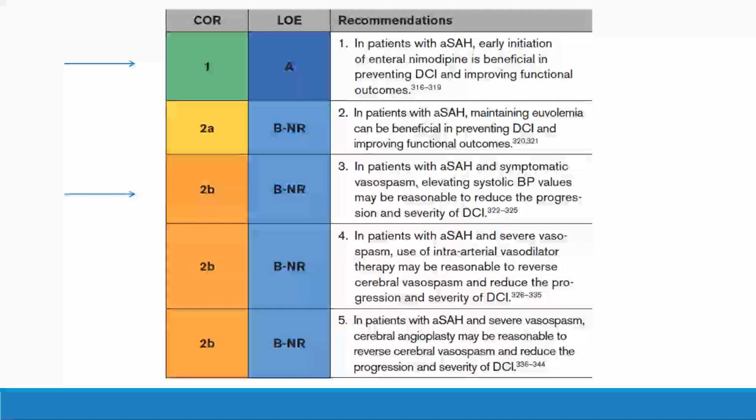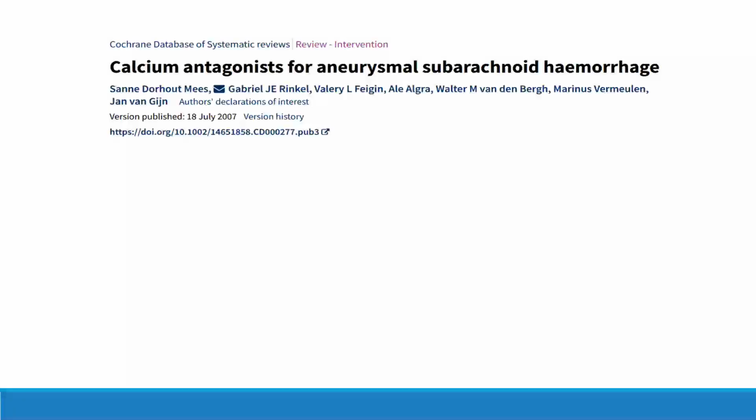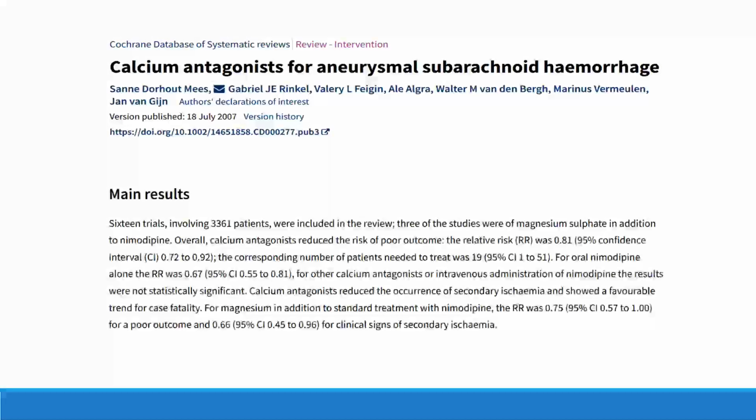The rest is all about maintaining the blood pressure and maintaining euvolemia during this. There's a Cochrane review in 2007 on calcium antagonists for aneurysmal subarachnoid hemorrhage. 16 trials involving 3 to 6 month patients were included in the review, and it shows calcium antagonists reduced the occurrence of secondary ischemia and showed a favorable trend for case fatality.